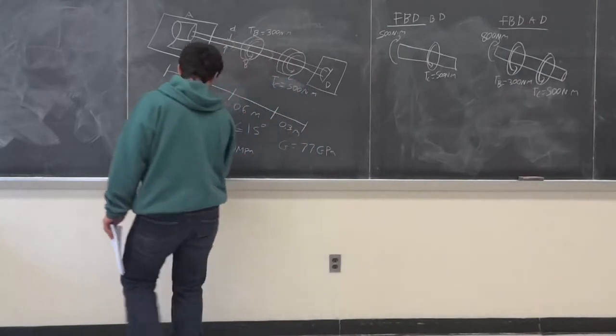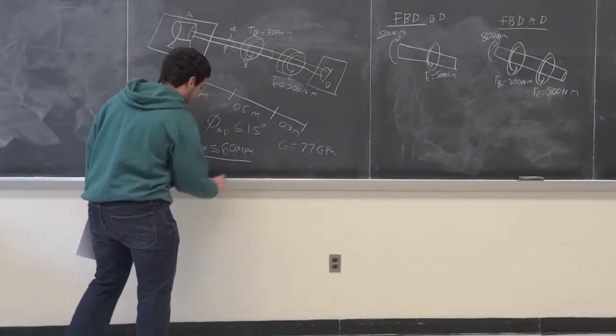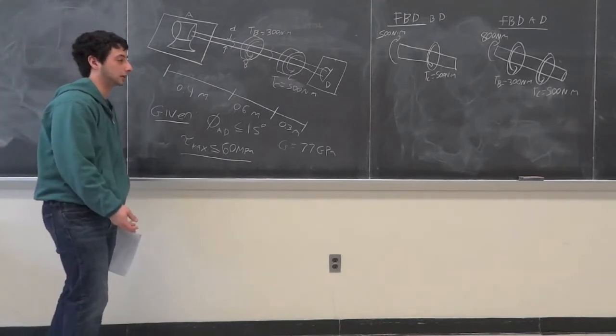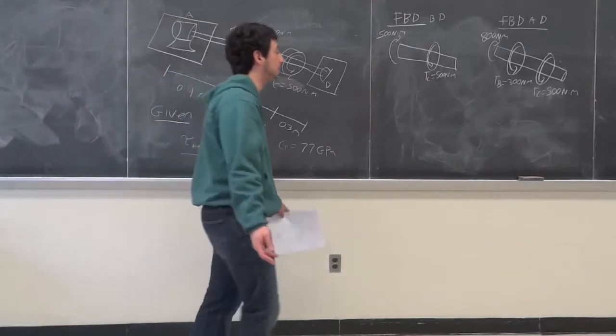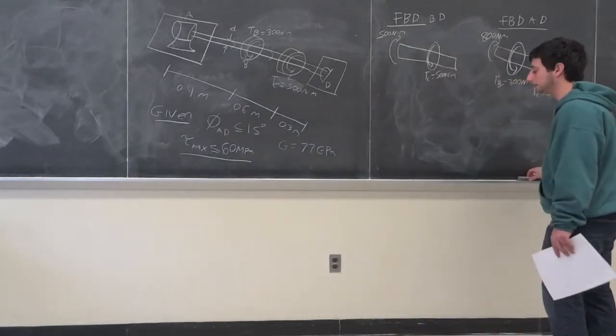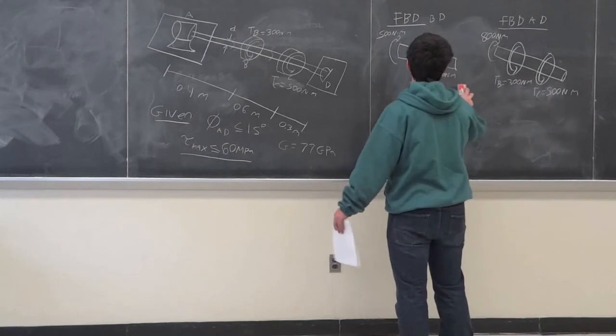Okay. They give you. Let's work with the shear constraint first. They give you the maximum shear. So if they give you the maximum shear, you're going to have to use a maximum torque. Doesn't that make sense? So you're going to have to use this free body diagram. So let me erase this. We don't need this anymore.